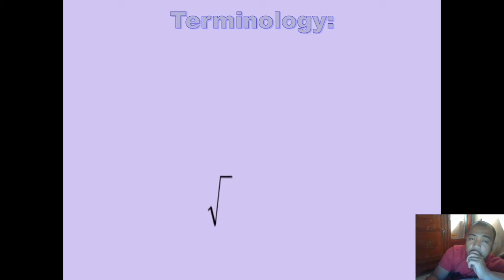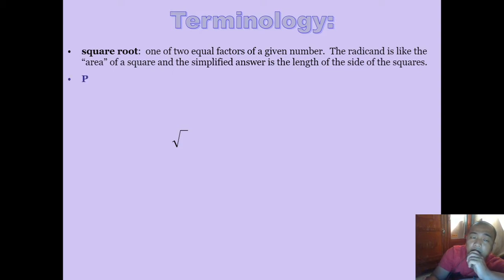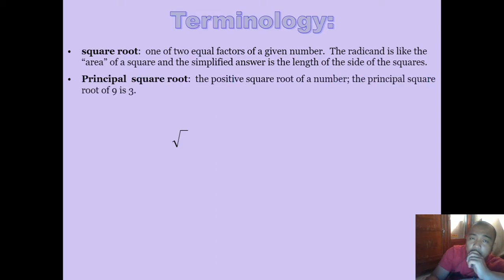So we have here some terminologies. Square root: one of the two equal factors of a given number. The radicand is like the area of a square, and the simplified answer is the length of the side of the square. Another terminology, principal square root, the positive square root of a number. The principal square root of 9 is 3. We say principal, it's the positive square root of a number.